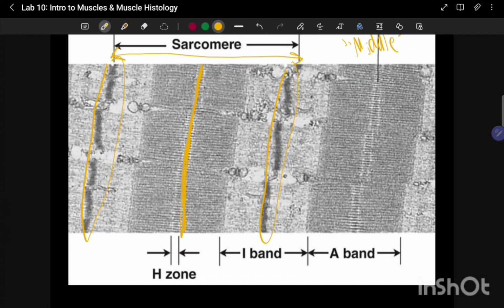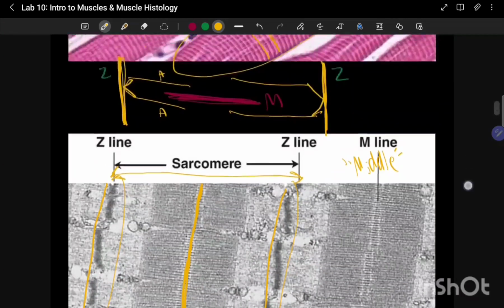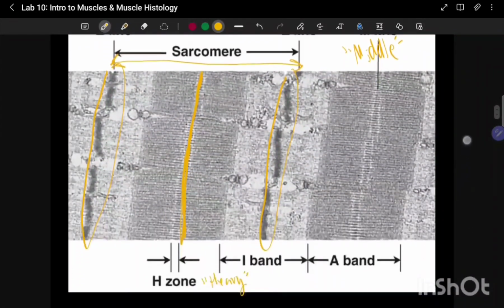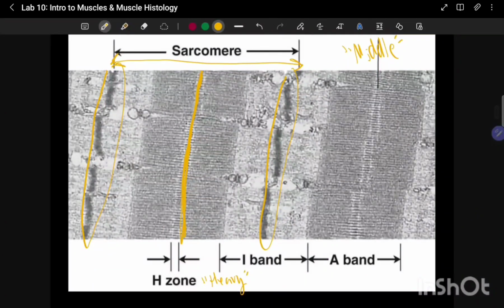So to go back to our H zone, this is sometimes called the heavy zone because all we have in this zone is our heavy molecule, our myosin molecule. Physically, it looks heavier than the actin because it is thicker, and that's how I remember it. We have our I bands, which are just actin. So these are going to be really light filaments, and this will make sense in a second when we connect these two ideas. And then lastly, we have our A band, and this is where we see all types of fibers. So A is going to be for all types, myosin and actin.